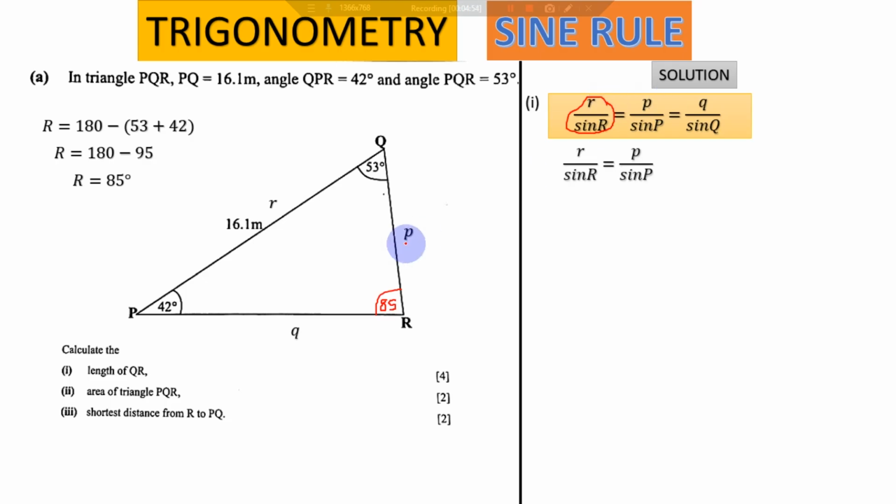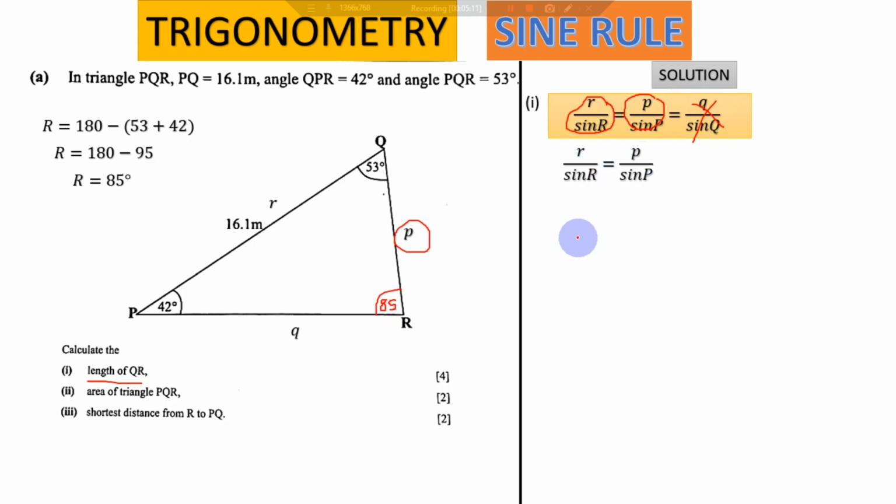Then two, we're going to pick a ratio of what we are trying to calculate. So we're trying to calculate QR. QR is represented by small letter p. So this is the ratio we're going to get. Then we'll leave the last ratio there.